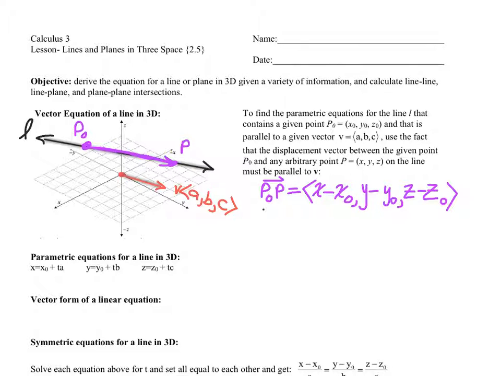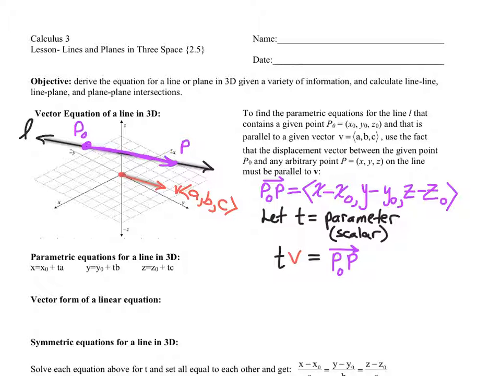All right, so let t equal the parameter. And this is going to be a scalar. What ends up happening here is that if I take vector v and multiply it by t, I'm going to get a result of the displacement vector p sub o p.